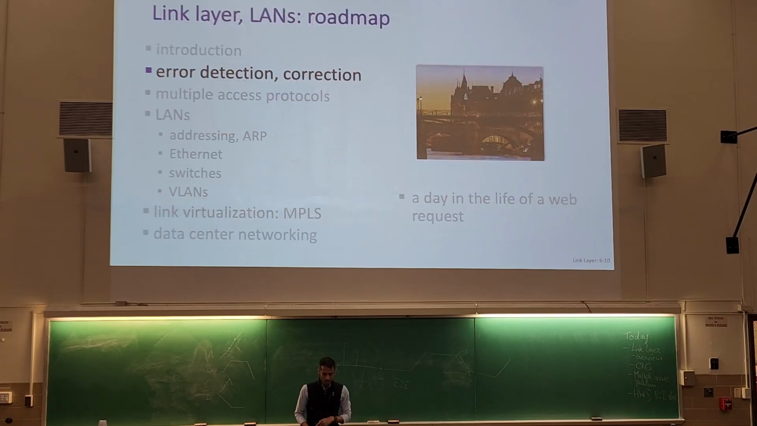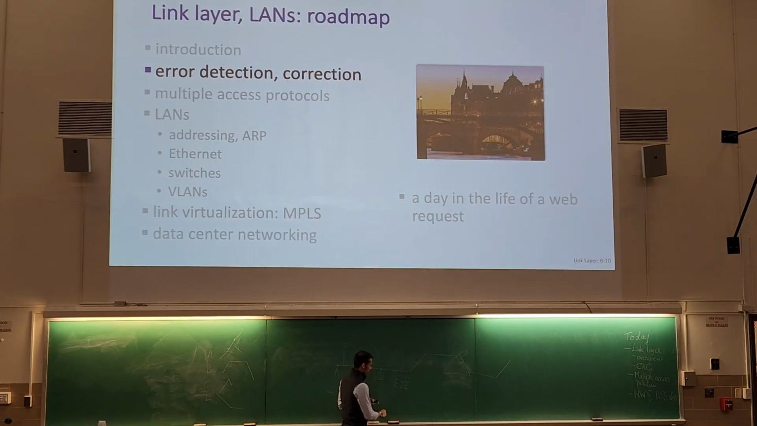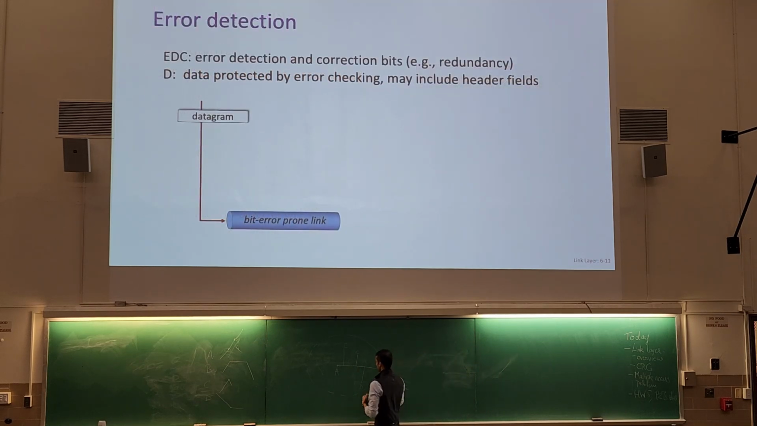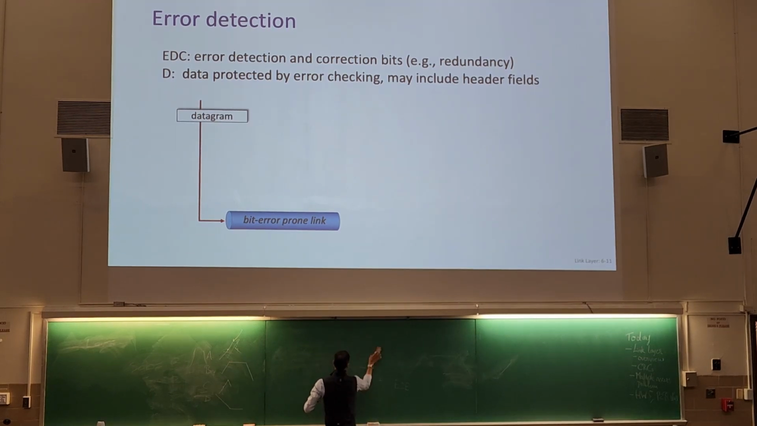All right, so we're going to start with error detection and correction. You haven't yet seen an error correction protocol, but we'll see a glimpse of a very simple one. We are familiar with the error detection problem. You have a bit error prone link. You have some datagram that is to be sent. We're going to denote as EDC the error detection and correction bits. Some amount of redundancy is being added. Some additional bits are being added to the packet so that when it gets to the other side, it can do some checks for errors.